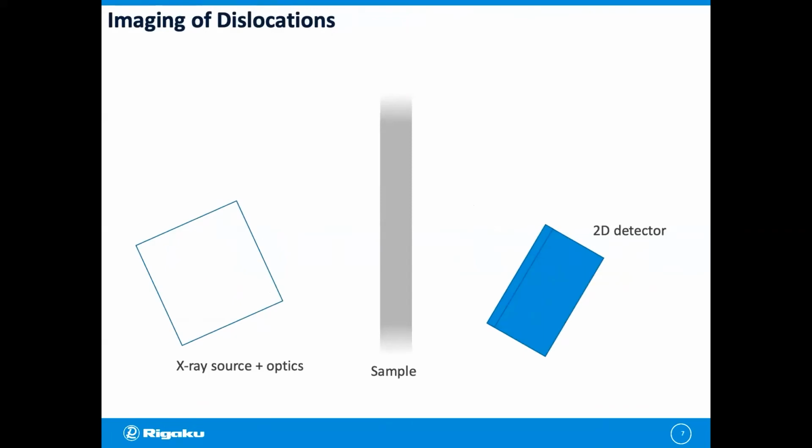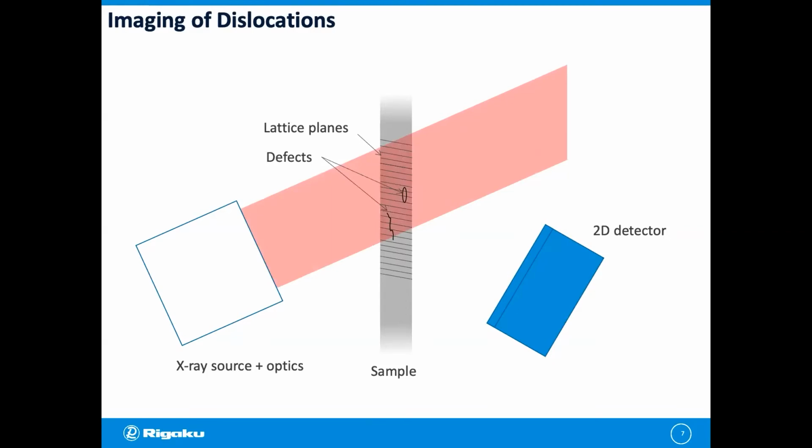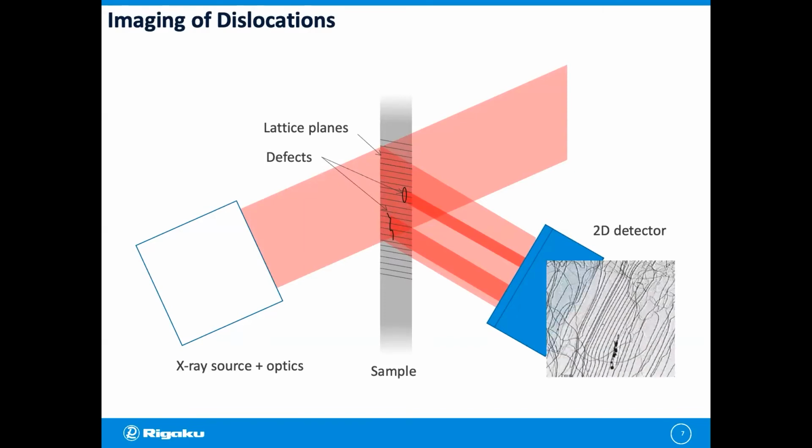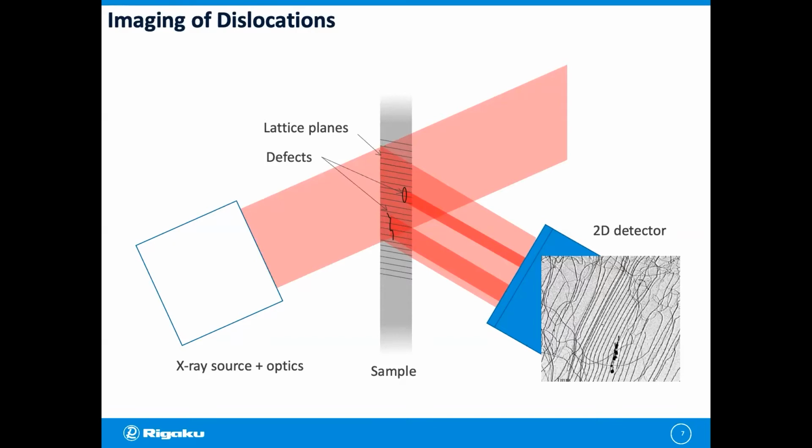Also, X-ray topography can visualize information on defects like dislocations. There are lattice planes and defects inside of the sample. X-rays are incident from the X-ray source and the diffracted beam is detected at the 2D detector. We can get defect information from the image.